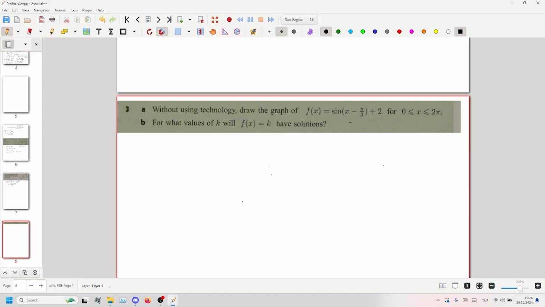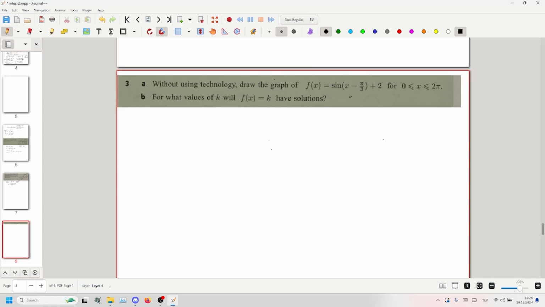Okay, this is a graphing question. It asks us to draw the graph of this function between 0 and 2 pi. Okay, so let's just solve that. Let's start from 0. Now this right here is a sine function that has been transformed, specifically just translated. This is just a translated sine function. It has not been stretched or reflected in any way.